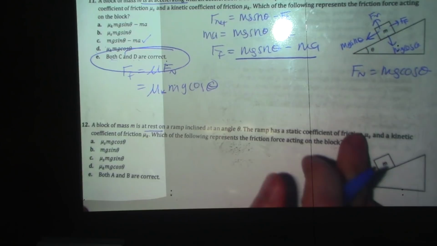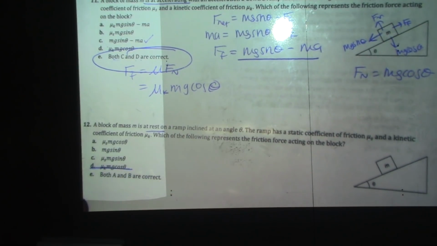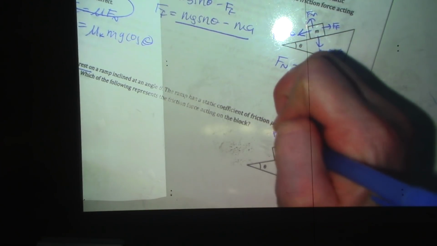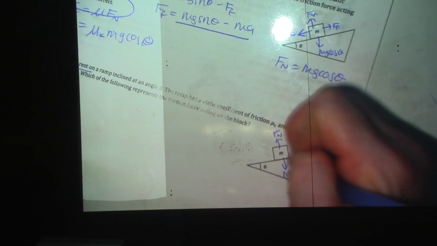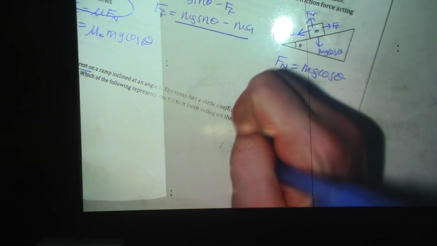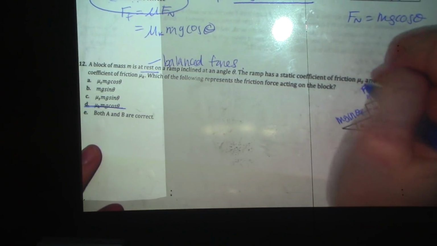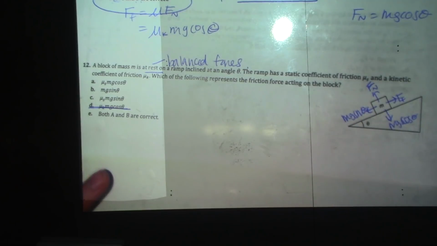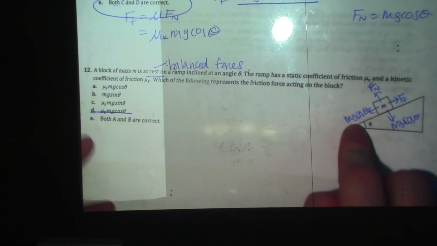12, this one is at rest on a ramp, so I'm talking about static friction, so I can cross off D because that doesn't make sense. And we want to again find the friction force, so my free body diagram looks super similar. Only difference here is that my mg sine and my force of friction have to be balanced because again it's at rest, which means balanced forces. It's not moving, so there's no acceleration, so there's no net force, so the forces have to balance out. So the first thing I would say is my force of friction has to equal mg sine, right? That's definitely true. And then I see that I have an option for A and B are correct, so let's look at A.